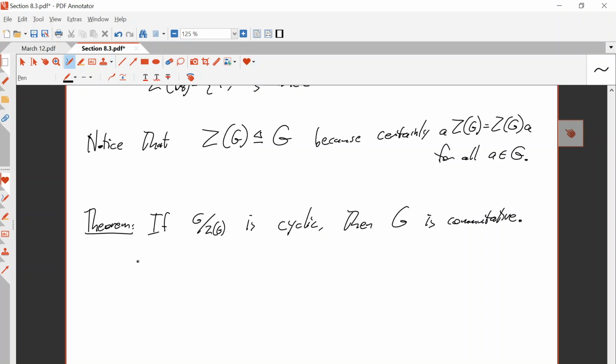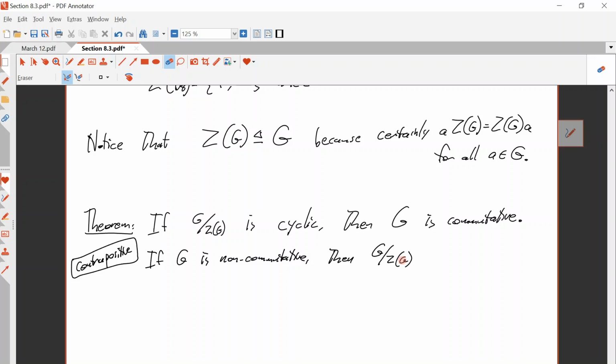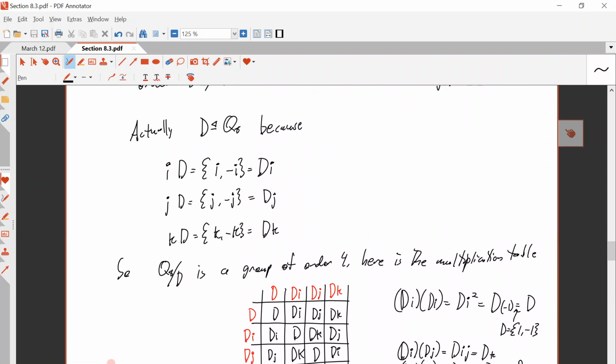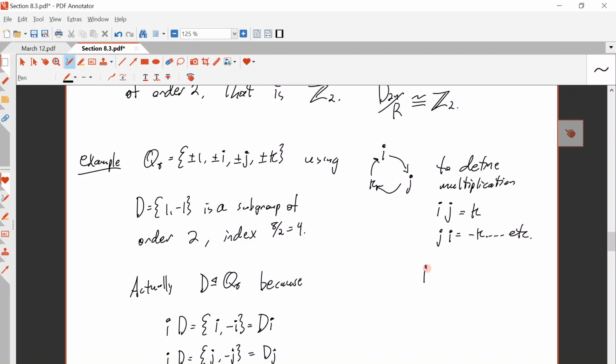Or maybe it's a little bit more interesting when you say it in the contrapositive: if G is non-commutative, then G mod Z(G) is not cyclic. So, for example, the example we did with Q8 above. The center of Q8 was 1 and -1, and we know Q8 is not commutative. I times J is the negative of J times I. I times J is K, J times I is -K. So it doesn't commute.